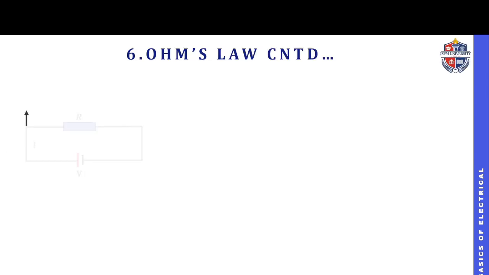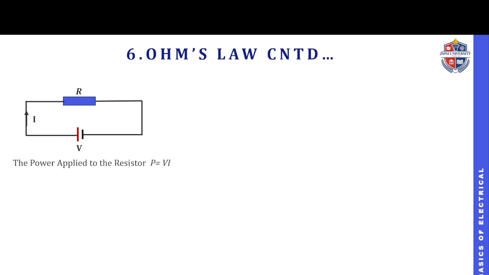Now let's see one circuit. We are giving a voltage and a resistance is connected in the circuit. There is no other element in the circuit. Therefore, the power applied to the resistor is V into I. We have two types of power, AC power and DC power. For the time being, consider DC power. I will explain AC power in the next module. So the power applied to the resistance is voltage into current.